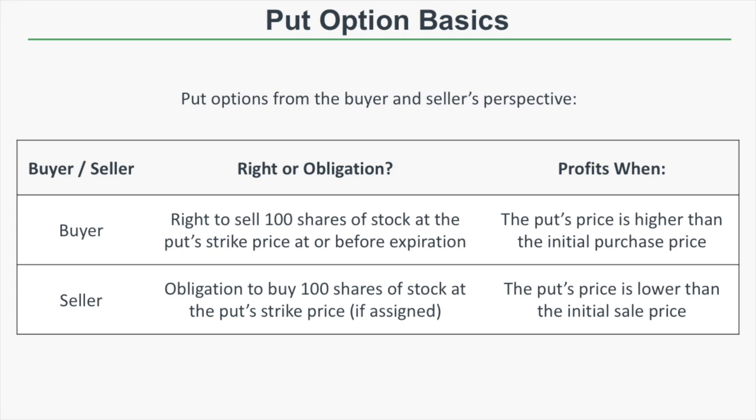Now, from the seller's perspective, a put option represents the obligation to buy 100 shares of stock at the put strike price if they are assigned. Now, a put seller profits when the put's value drops to a price that's lower than what they sold it for. So let's say a put seller sells a put for $20, which represents a $2,000 credit. If that put option falls to $15, then that put option is now worth $1,500. So if they buy it back for $1,500 when they sold it for $2,000, they'll lock in a $500 profit on that trade. Now let's go ahead and look at how a put option reacts to changes in the underlying stock price.